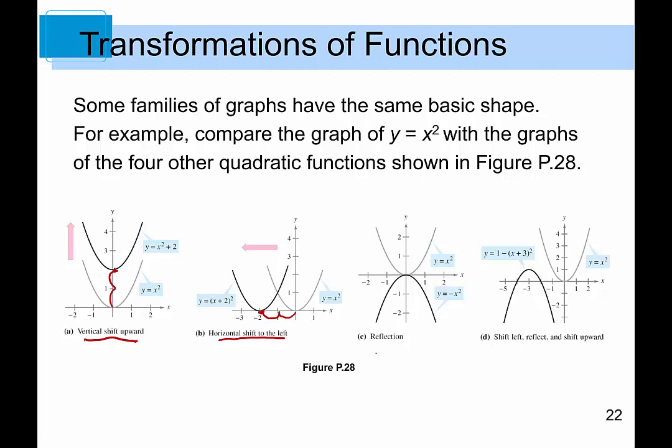The third graph shows a reflection about the x-axis. The very last one is a series of transformations. Start with a shift 3 units to the left. Right, 3 units to the left. That is the first transformation.